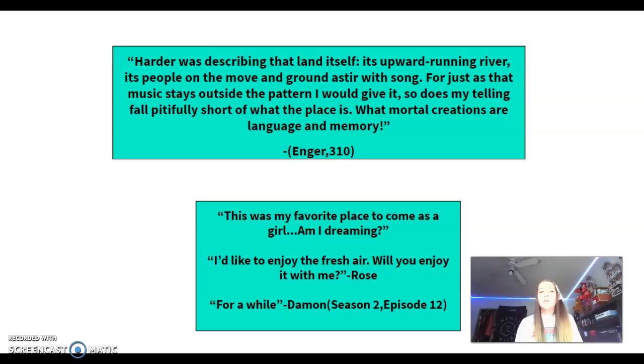This is an example of a reference from the book and in the TV show because he's giving her this homely place. The reference in the quote that I used from Peace Like a River was Reuben describing that land itself, its upward running river, its people on the move, and ground astir with song.